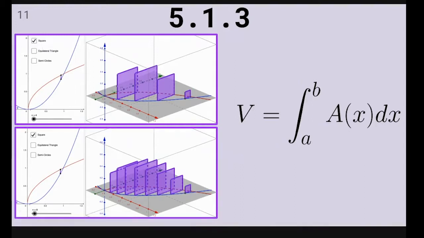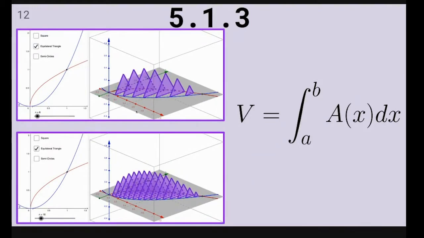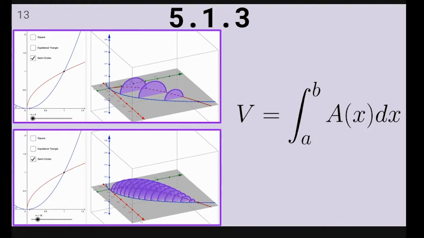This is squares. Again, imagine infinitely many. I'm going to show this graphic in a little bit so it'll make more sense, but when we get there, it'll make more sense. This one is equilateral triangles instead of squares. Again, imagine infinitely many. There's a volume for it. And then here's semicircles. It forms like a little dome.